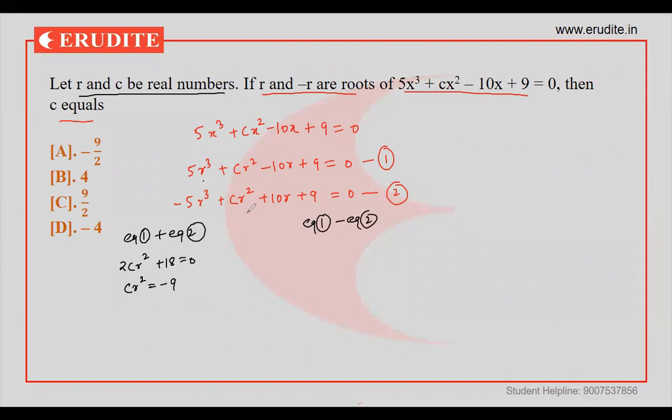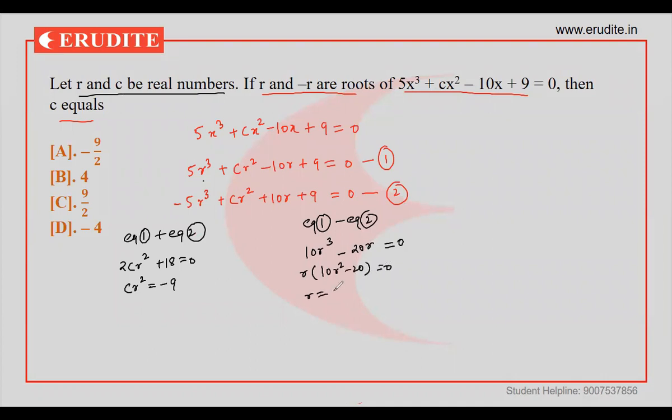equation 1. So once I subtract it, 5r cube minus of minus 5r cube will be 10r cube. CR square minus CR square will be cancelled out. Minus 10r and minus 10r will be minus 20r. And 9 and 9 going to be cancelled out. So it will be 0. So if I take the r common, right, it will be 10r square minus 20 equal to 0.